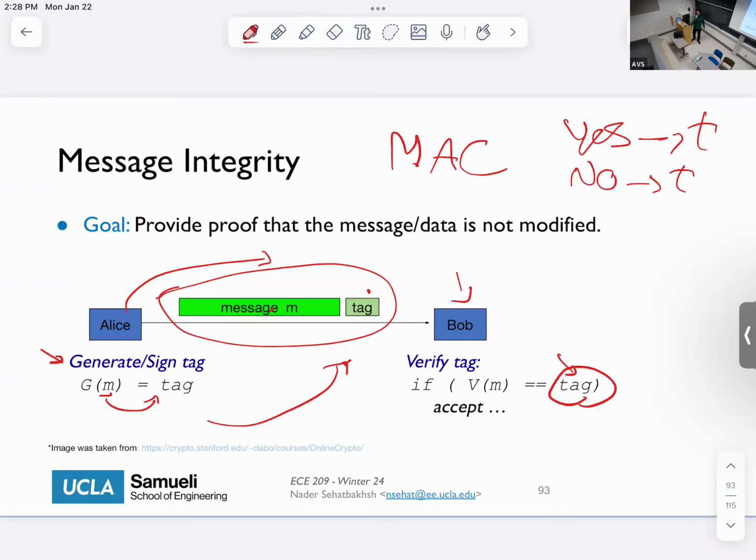Is the G function known by the attacker? The G function is known by the attacker, but the G function is going to use a secret key, similar to encryption, and that part is not known. We're going to get to that. But yes, all the algorithms are known. So you cannot rely on making G secret so that nobody can compute the tag, and then that would be hard.